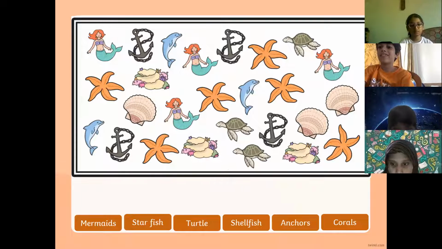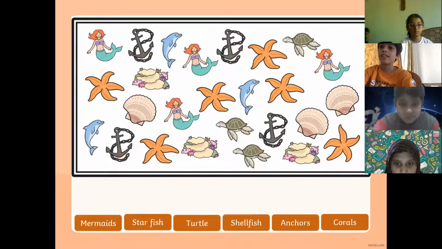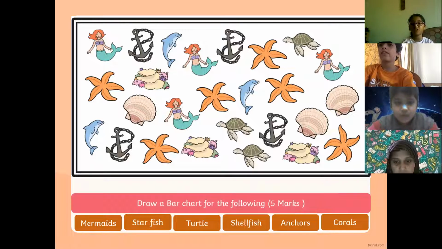Okay, this is the bar diagram. What you have to do is you have to make a bar diagram. Here, everything is given. The mermaid, the starfish, even the spellings are given over here. You have to just draw a bar chart.